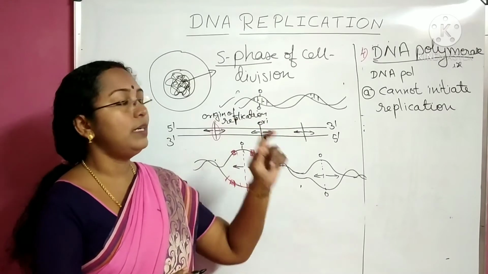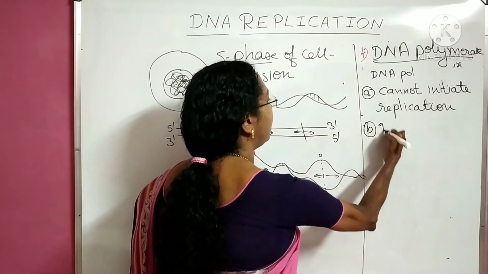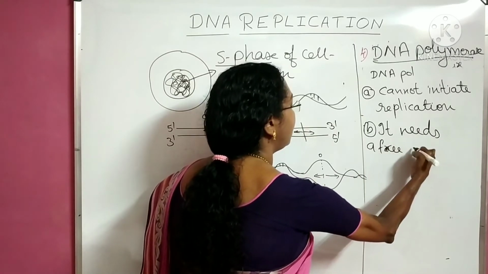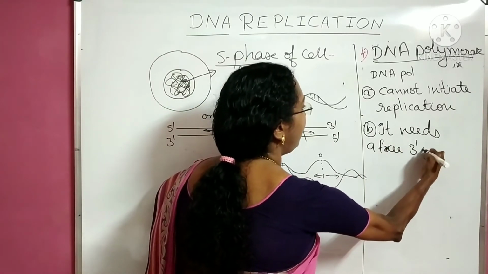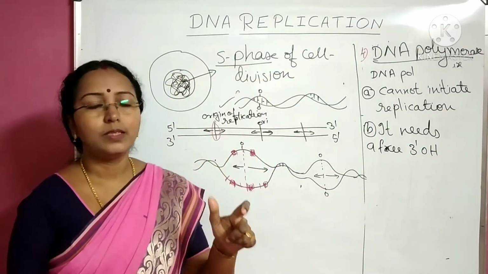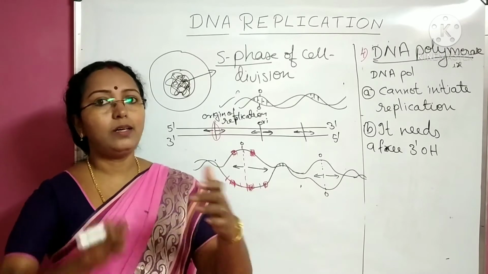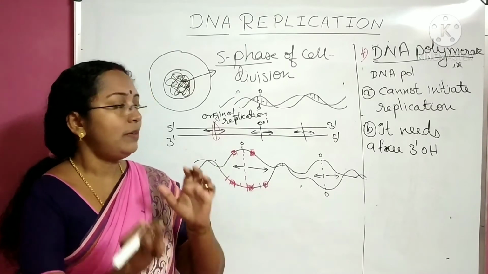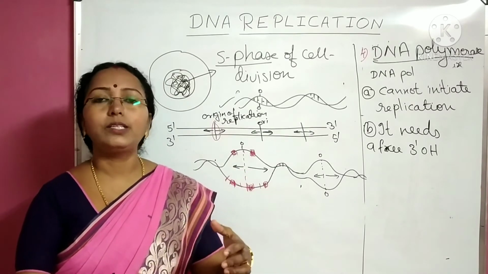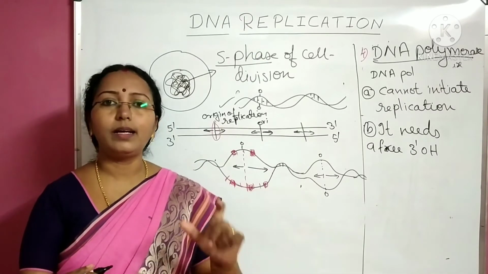Because for DNA polymerase to function, so that is the second point, it needs a free 3' OH. You know 3' OH is found in DNA, 3' OH is found in RNA also. It cannot start replication, but it needs a free 3' OH. Since it cannot start replication, we cannot actually have a DNA to provide free 3' OH. So who can provide it? An RNA can only provide it.